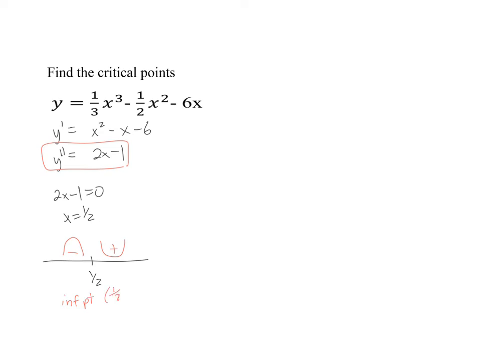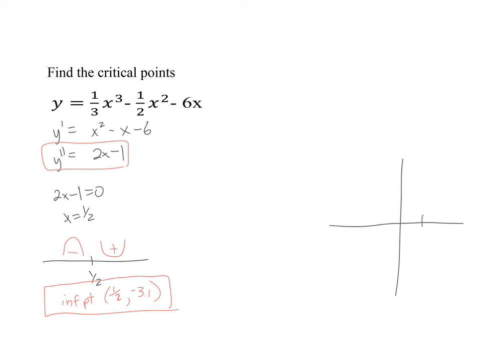And again, we could plug this into our original equation, and that would help us determine the y-coordinate. So let's do that quickly. So let's go 1/3 times 1/2 cubed minus 1/2 times 1/2 squared minus 6 times 1/2, and that gives us approximately negative 3.1. So we've got our location of our inflection point figured out, so that's great. So let's start sketching our graph and see what we know.